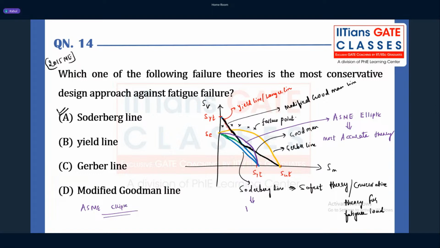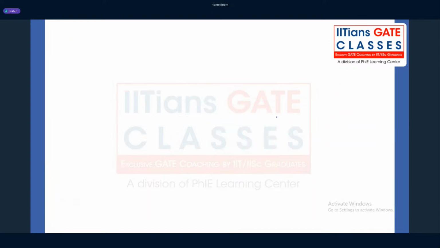Soderberg is also one of the good theories for ductile material. Goodman is a good theory for brittle material. So these are the points you must be aware of, but the new point you are observing is that the ASME ellipse is the most accurate theory. Please make a note of it. Moving on to the next question.